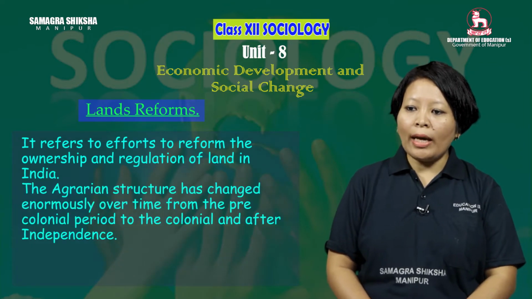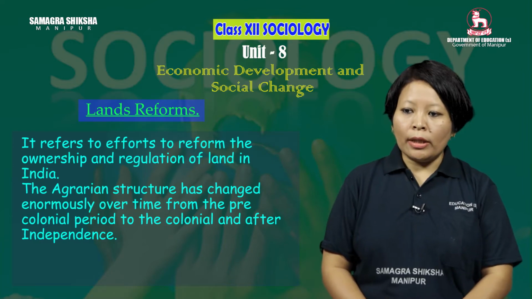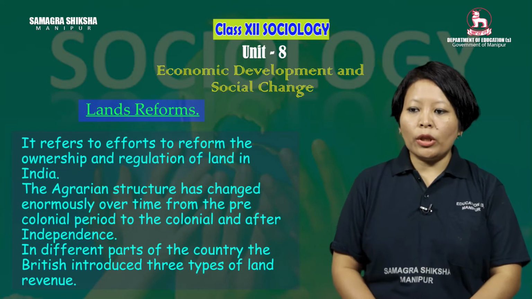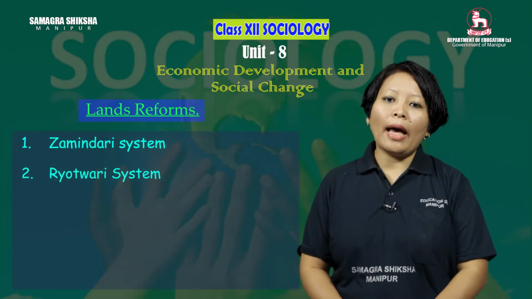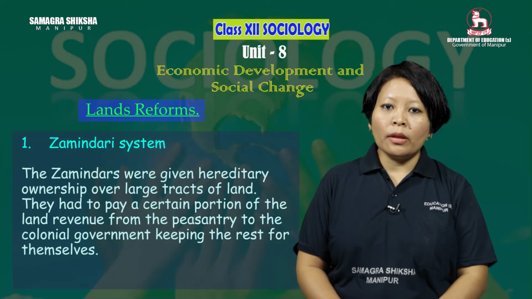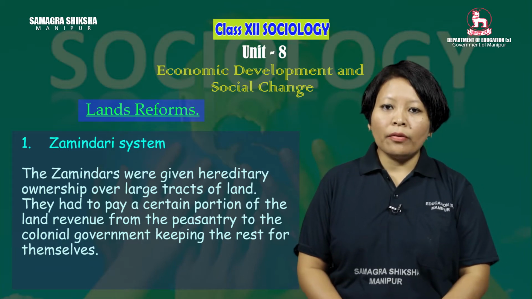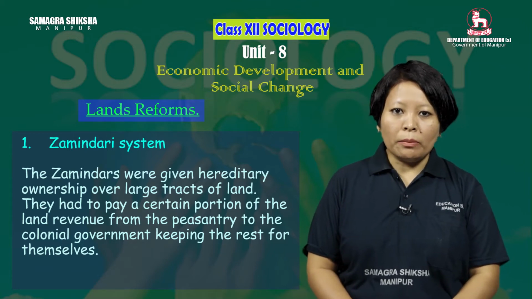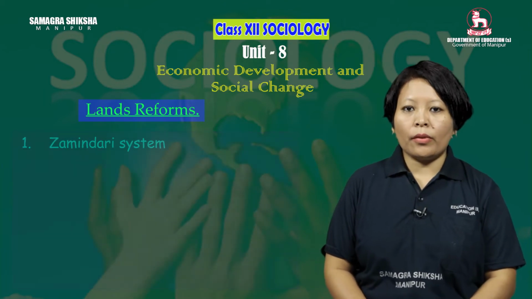The agrarian structure has changed enormously over time, from the pre-colonial period to the colonial period and after independence. In different parts of the country, the British introduced three types of land revenue systems: the Zamindari system, Rayatwari system and Mahalwari system. The Zamindari system was introduced by the British colonial government. They gave hereditary ownership to the zamindars, who acted as intermediaries between the government and the villagers.